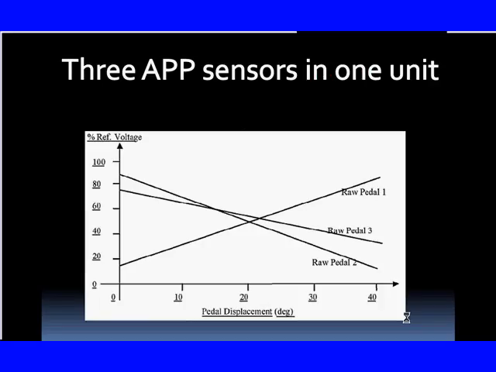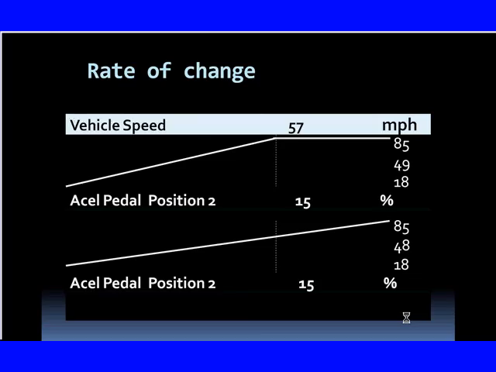We've got 3 different pedal positions: pedal 1, pedal 2, and pedal 3. As you look at this chart, some start high and go low, some start low and go high, and 3 starts kind of in the middle high and ends in the middle low. Doesn't cover the full range. What the PCM is going to be doing is calculating throttle position off of all 3 of these and seeing if they agree. How does it do that?